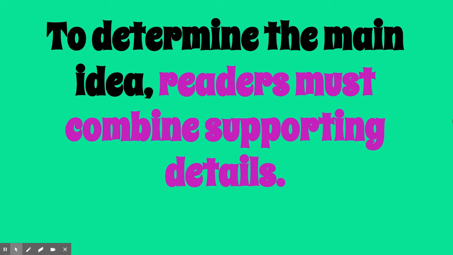Supporting details, think of it as the legs of a table. They would not be able to just stand alone, and nobody would be able to use the table if there weren't any legs. But if we didn't have the tabletop, we wouldn't be able to use it anyways. So the tabletop is the main idea, and the legs are the ones that support the main idea, just like it supports a desk or a table.